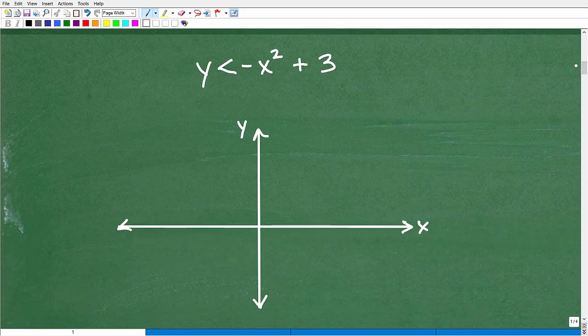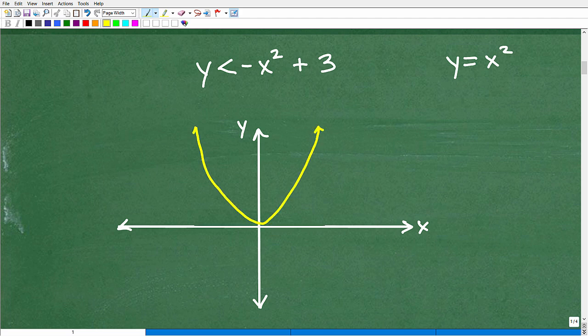Here is our problem. So we have y is less than negative x squared plus 3. What does that graph look like? Well, a good idea is to start with the graph y equals x squared. So let's just do a quick review of that. y equals x squared would be a parabola. Here's our parabola, and it just goes to the origin just like this.